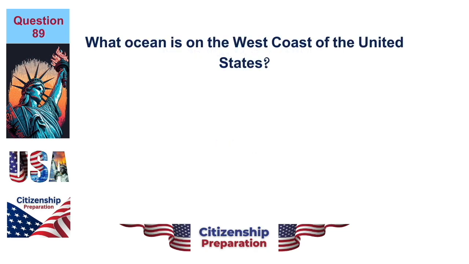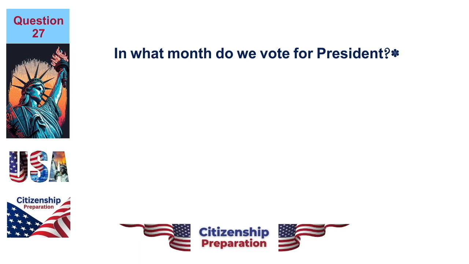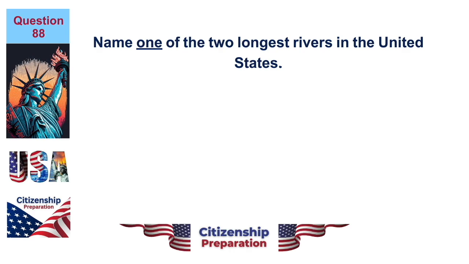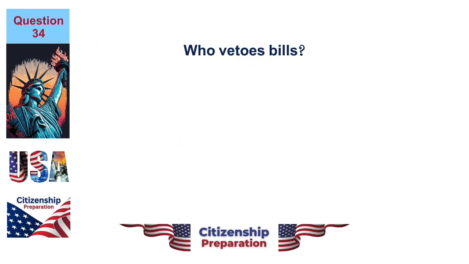What ocean is on the west coast of the United States? Pacific Ocean. In what month do we vote for president? November. Name one of the 2 longest rivers in the United States. Missouri River. Who vetoes bills? The President.